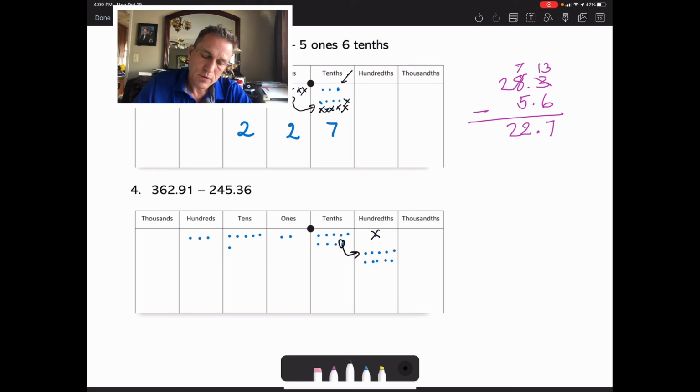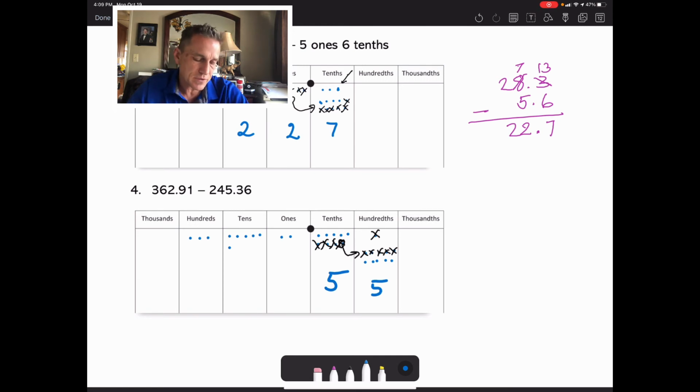So 1, 2, 3, 4, 5, 6. So I'm left with 5. Now let's go to the tenths place. This one's already been used. So now they want me to take away 3 tenths. So I'm going to cross out 3 of them. 1, 2, 3. And now I'm also left with 5 tenths.